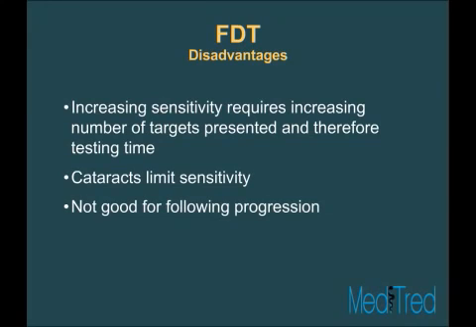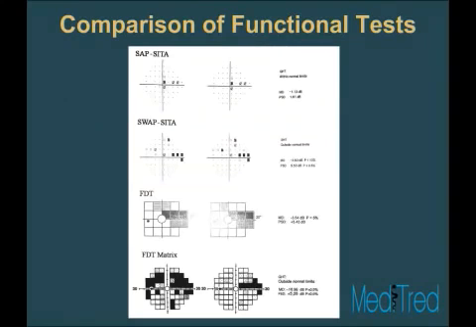The disadvantages of FDT are that with the newer FDT Matrix, which, as we talked about, increases resolution and sensitivity, you're also increasing your testing time. So you don't get those quick 1-minute tests with that higher resolution testing. Cataracts can also impair the sensitivity, although this is less of a factor compared to how it is with SWAP testing. And while it's good for detecting early disease, it still may not perform very well as far as monitoring progression over time compared to standard perimetry.